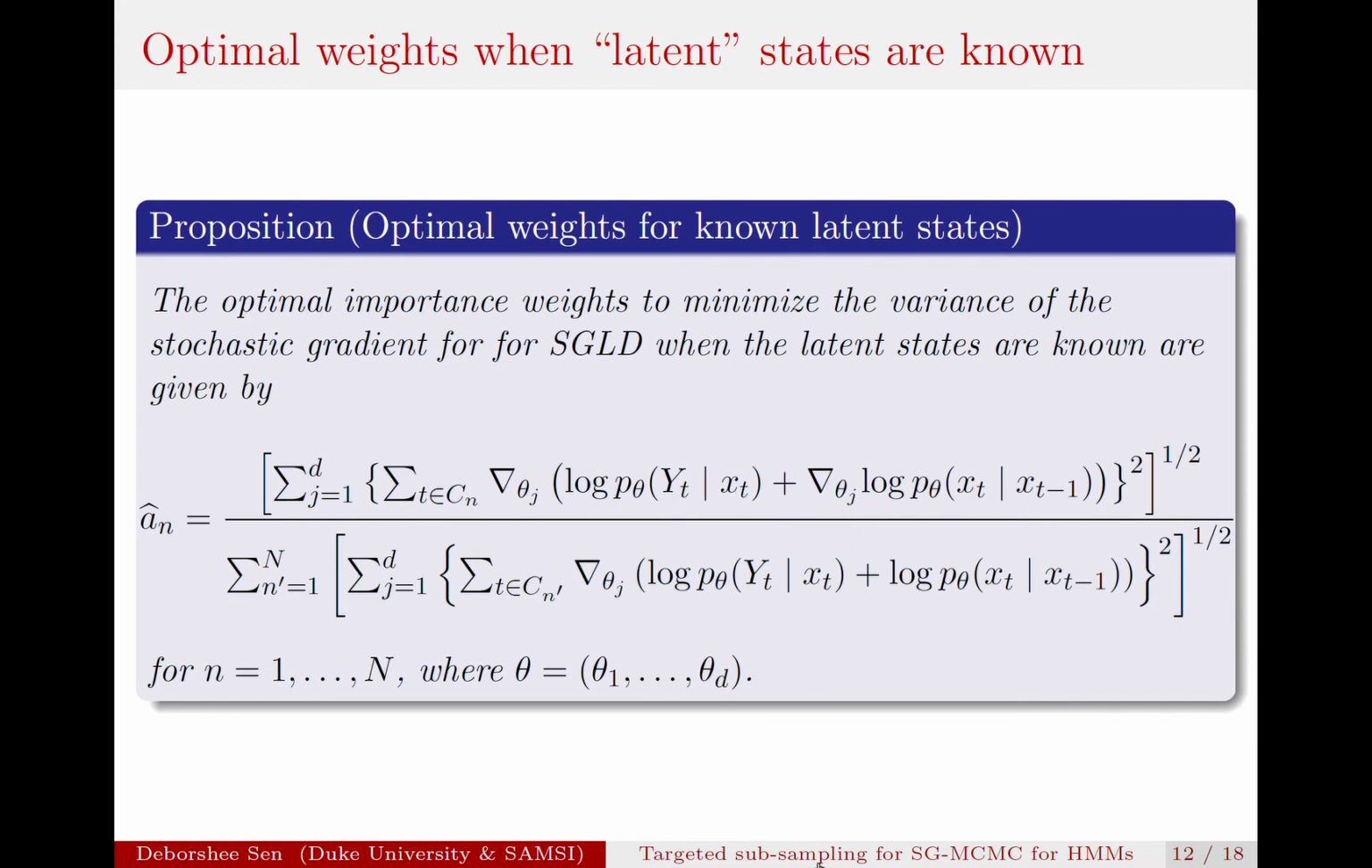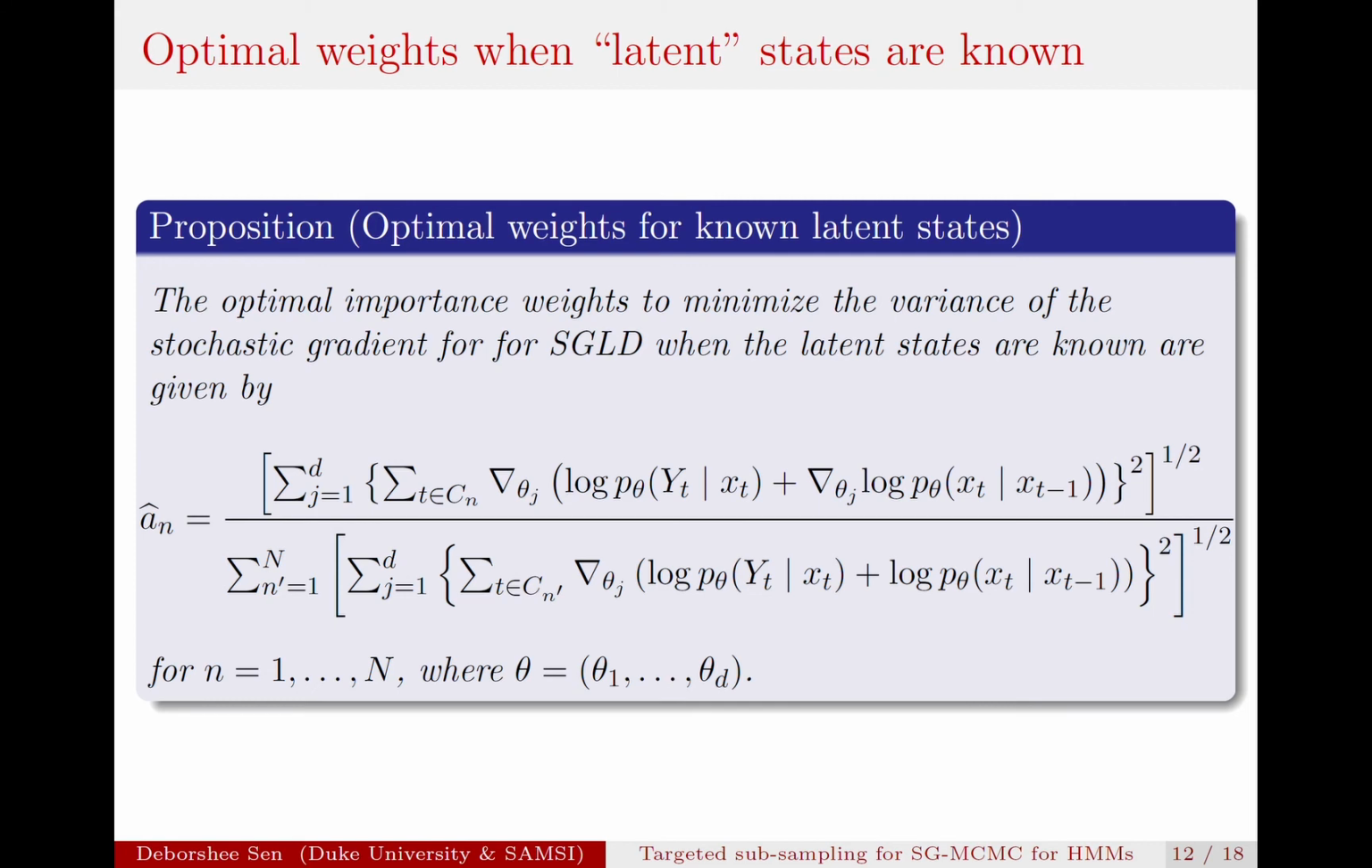There are two problems using this in practice. First of all, we don't know what the latent states are. We assume that we know it, but of course in practice we don't. And the second problem is these weights depend on the current value of theta. So if we were doing SGLD and if we somehow knew what the latent states were, we would still have to calculate these weights fresh every time. Which means you have a weight that changes over time, and that's not a good thing. We don't want the weights to change over time. We want one set of weights, because otherwise it's not a practical algorithm.